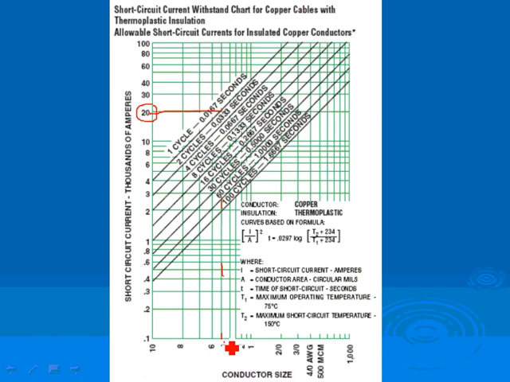So the size of my conductor is what? Number 4. If I trip within, can you guys see, within a cycle? Right here, a cycle. You remember what a cycle is? A cycle is 1/60th of a second. Your size of your conductor to survive this event has to be number 4.